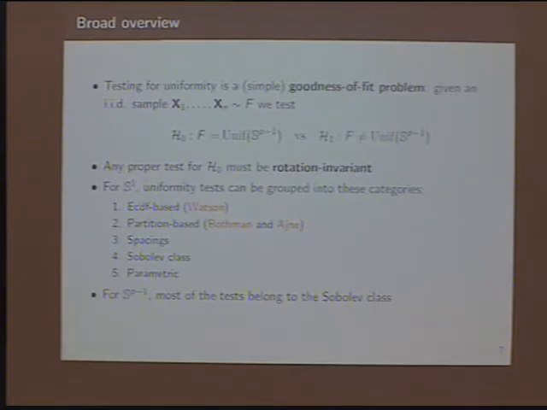And then there have appeared several tests, mainly for the circle, that can be grouped into five main categories, based on the empirical cumulative distribution function, the Watson test. I will briefly review that, and then other based on partitions on the circle, and then you compare what is the expected number of points against what they have been observed, the spacing, Sobolev class, etc. And for the hypersphere, most of them are related with the Sobolev class.